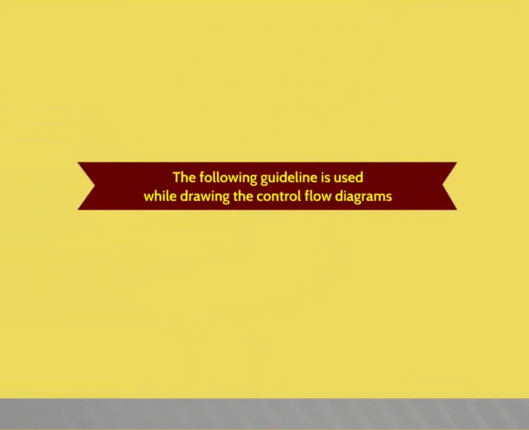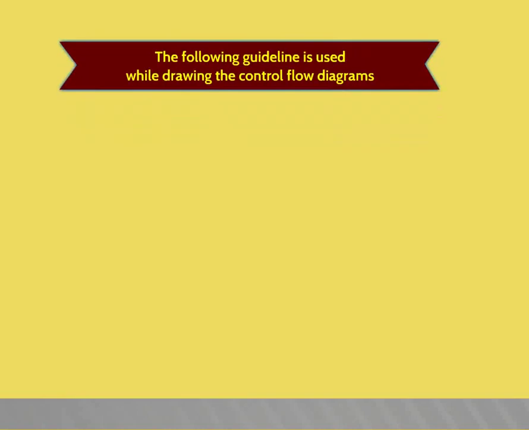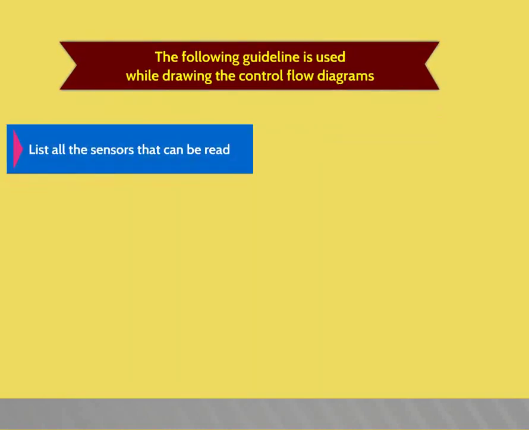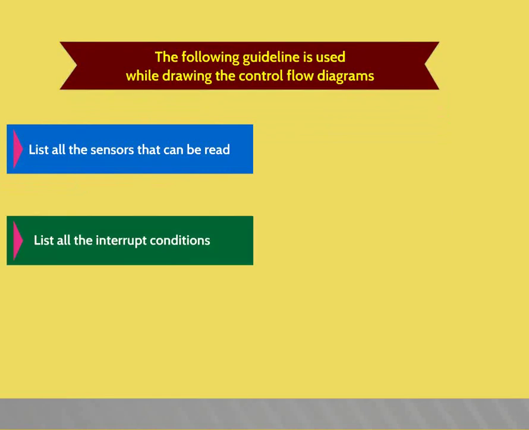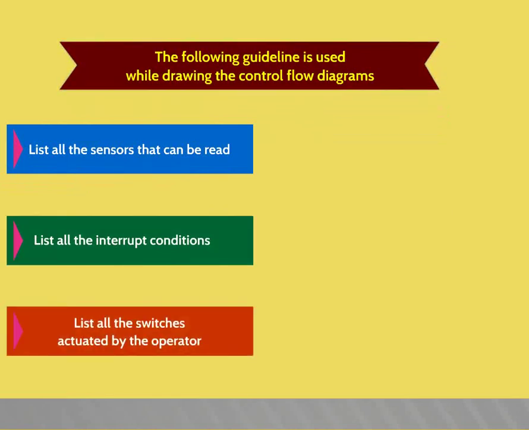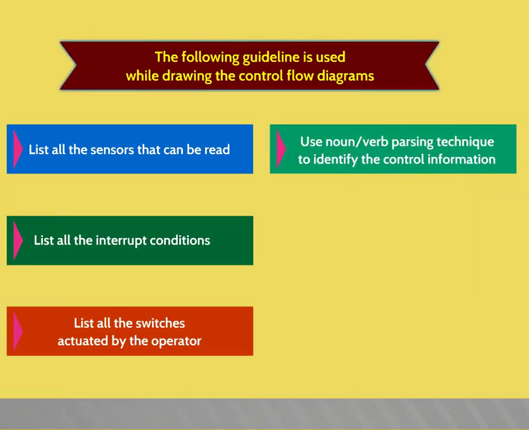The following guideline is used while drawing the control flow diagrams. List all the sensors that can be read. List all the interrupt conditions. List all the switches actuated by the operator. Use noun-verb passing technique to identify the control information.